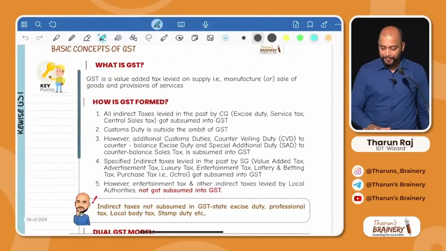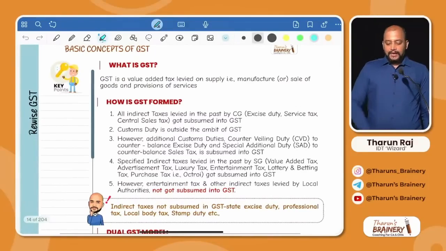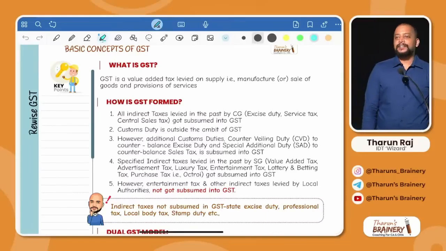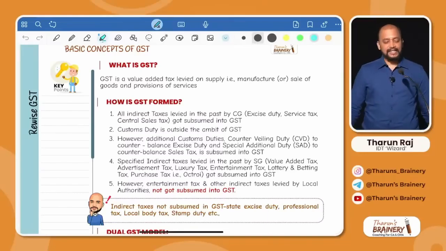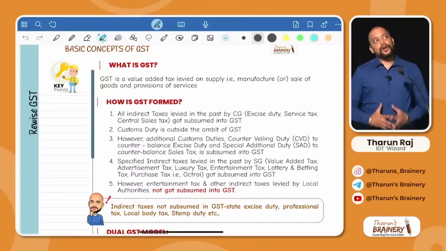First we will see what is GST. Full form, don't tell. GST full form everyone knows: Goods and Services Tax. But what is it? It is a value added tax. Why is it called value added tax?